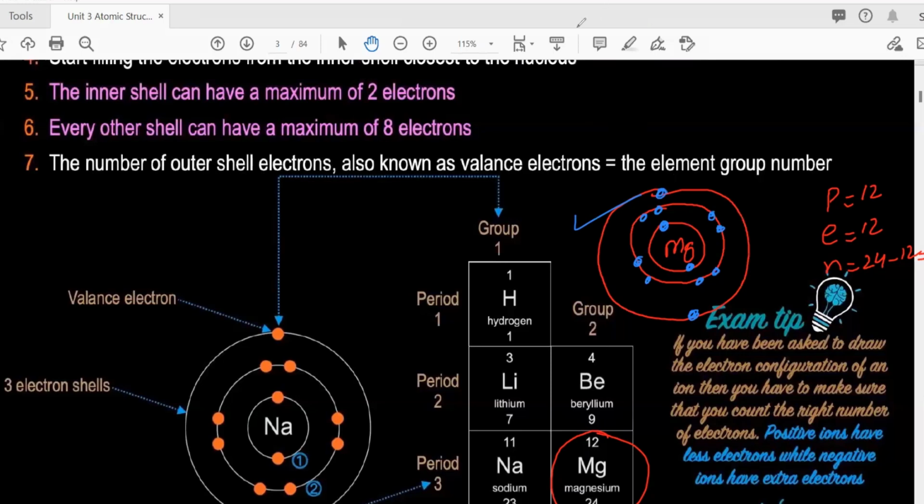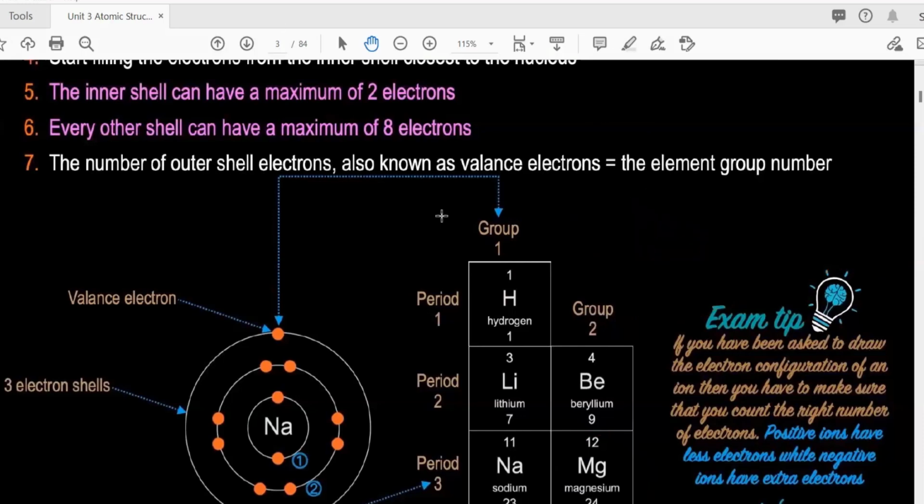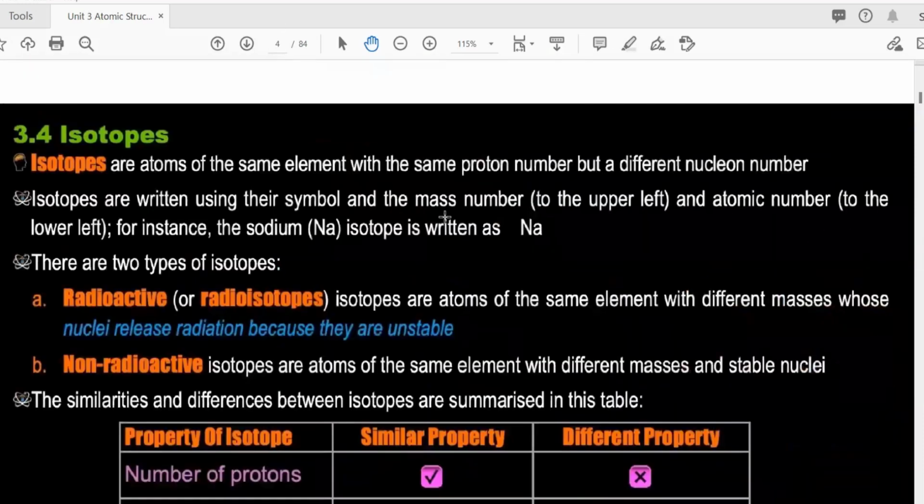So this is how you will draw the electronic structure for an atom. Okay, now we'll move to the next.